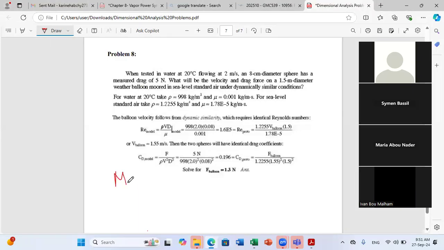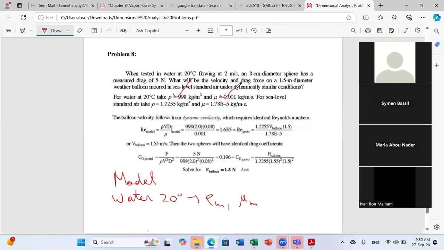We have, as usual, the model and the prototype. So for our model, first the fluid used is water, and they gave us the temperature to find all properties from the table. So water at 20 degrees. This will allow you to go to your table and get rho model and the viscosity of the model. So you can go to the table and read the density and the viscosity.